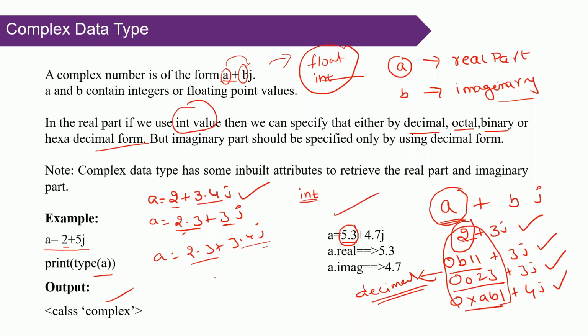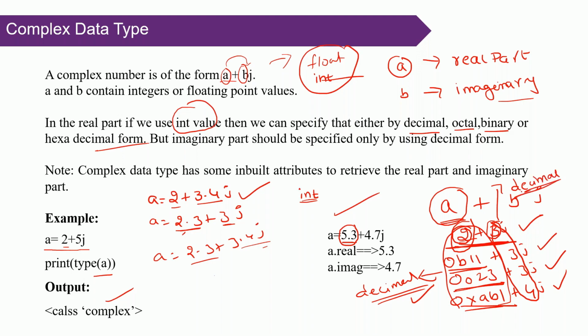But the problem is, suppose if you are using integer. Suppose my integer statement is 2 plus 3j. Is there any problem? No problem. But here the question is, the 2 and 3 integers are represented by using decimal format, octal, binary, hexadecimal. There are 4 ways to represent the integer. In the real part, you can represent either a decimal or a binary or octal or hexadecimal. You can represent in any way, not a problem. But in this imaginary part, the integer must and should be a decimal number only.